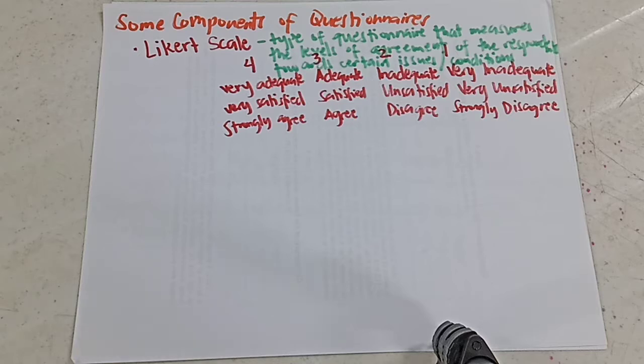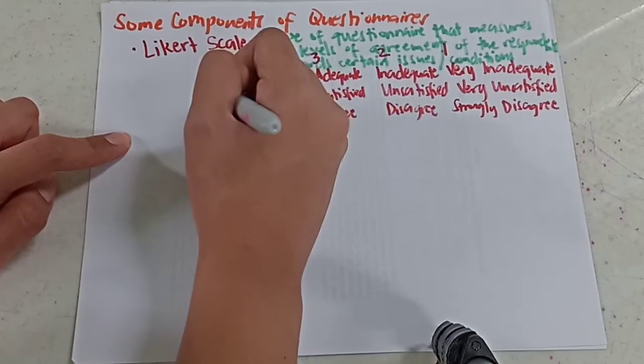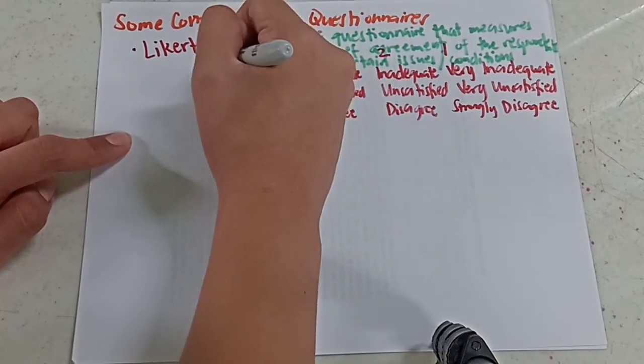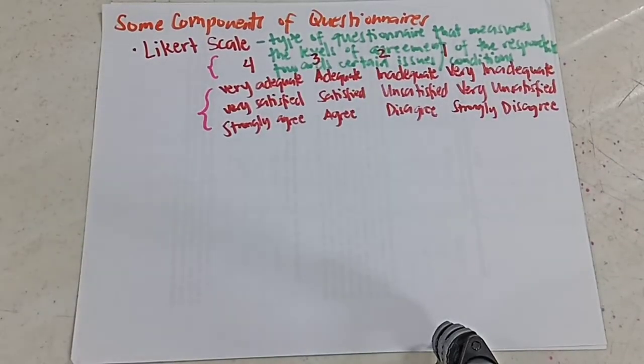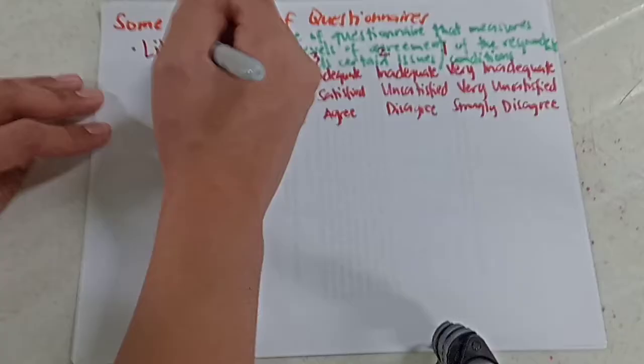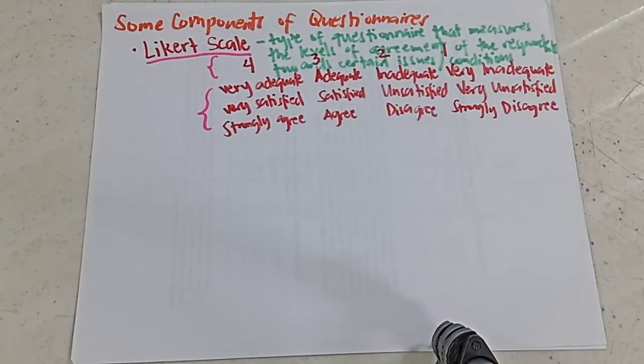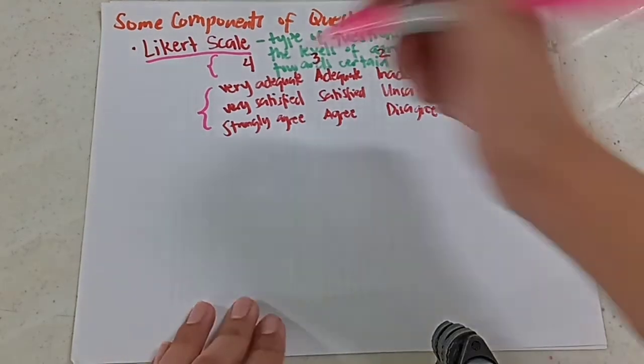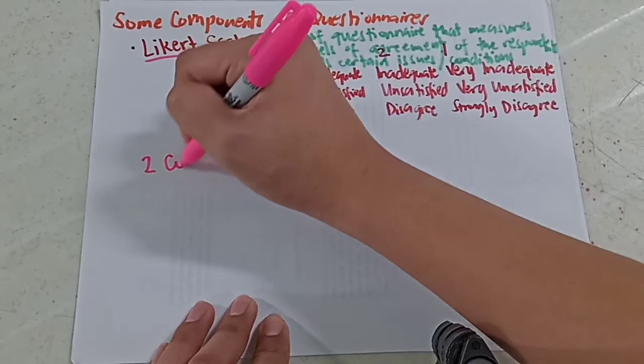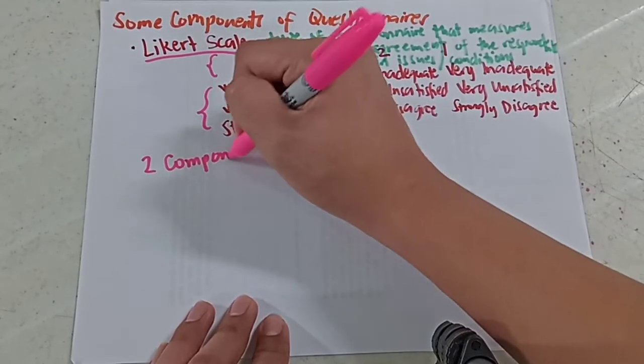So, during our previous discussion, we said that surveys as a method in gathering data in quantitative research make use of both the qualitative and quantitative values. And this actually pertains to the Likert scale. Now, the Likert scale has two components.